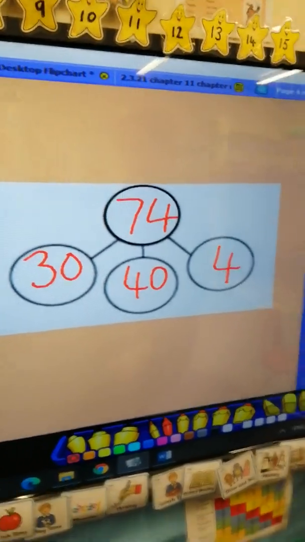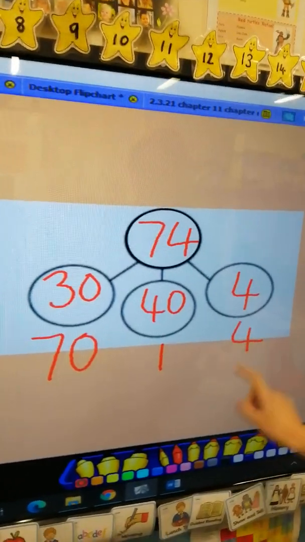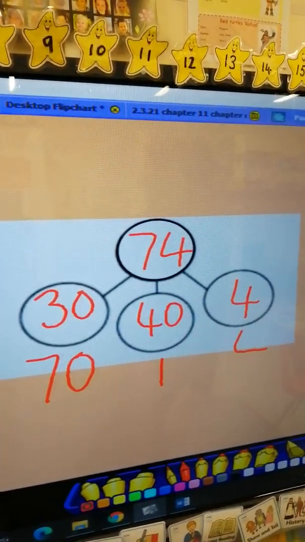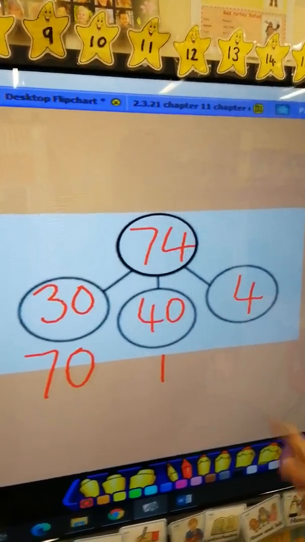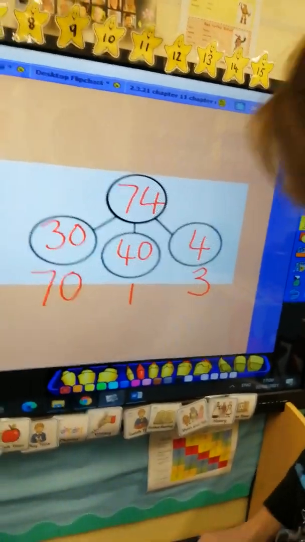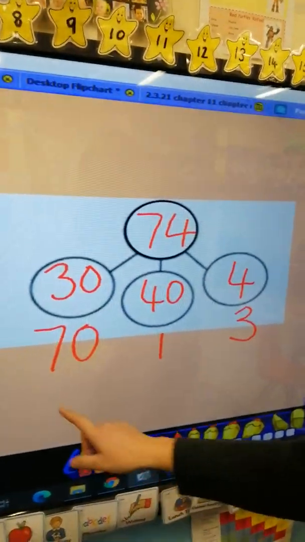Brilliant. There's lots of different possibilities. You could have kept the 70 and partitioned the 4, or you could have done that partition. Partitioned the 4, yeah, into 1 and 4. Or you could partition your 70.